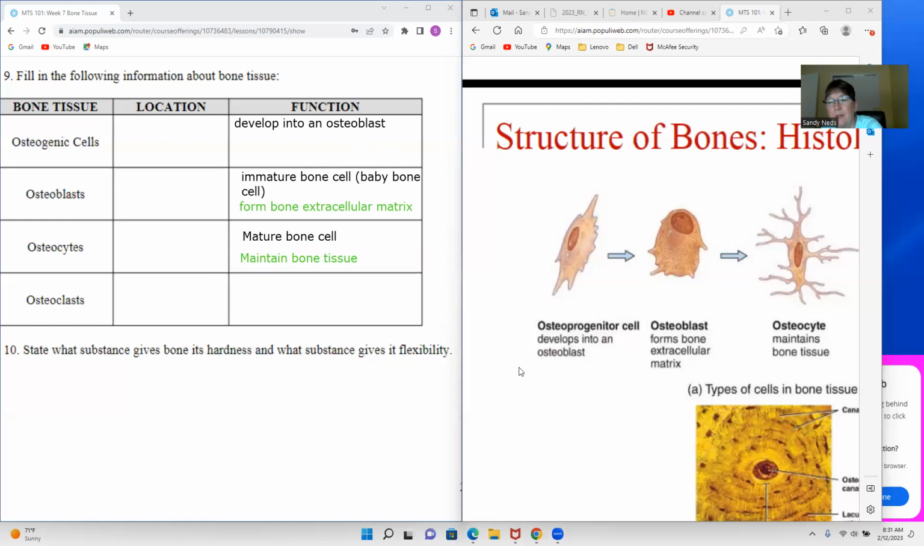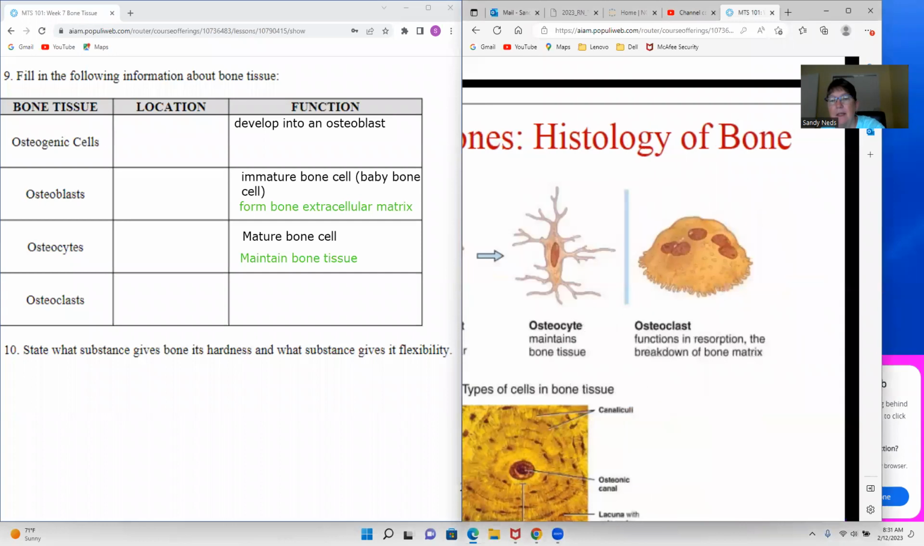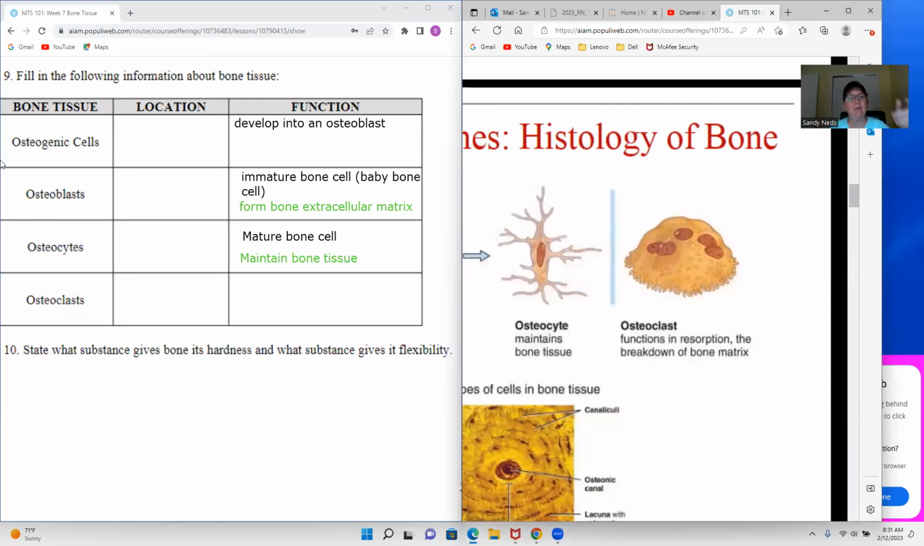And then we should come over here. First, the osteogenic cell is produced and it develops into the osteoblast. The osteoblast forms the extracellular matrix, the protein fibers, and the ground substance. And it develops into an osteocyte, but totally unrelated to it is the osteoclast.